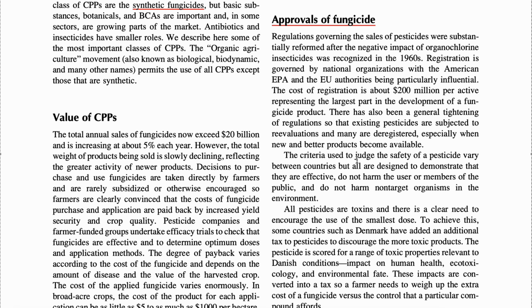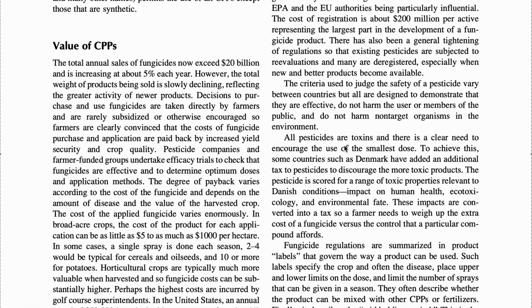The criteria used to judge the safety of a pesticide vary between countries, but all are designed to demonstrate that they are effective, do not harm the user or member of the public, and do not harm non-target organisms in the environment. All pesticides are toxins and there is a clear need to encourage the use of the smallest dose. To achieve this, some countries such as Denmark have added an additional tax to pesticides to discourage the more toxic products. That is a good way of not using much pesticide.